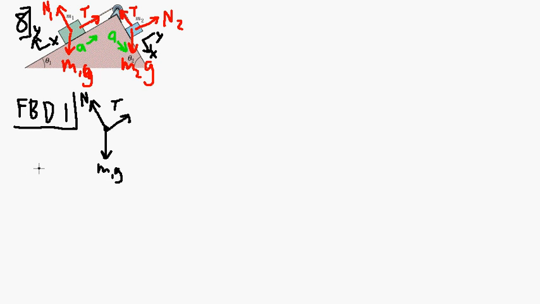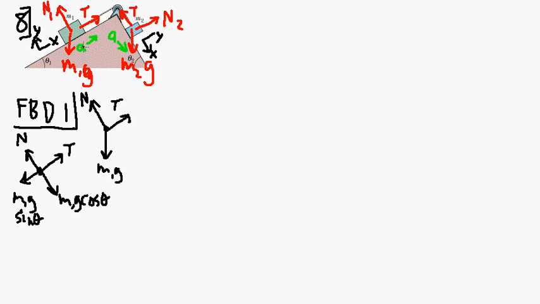Okay, so moving right along, let's do the free body diagram for number 1. Here is our 1. There's a normal force, we've got the tension there, and we have M1G. Then we have tension, normal force, M1G cosine theta, and then of course M1G sine theta.